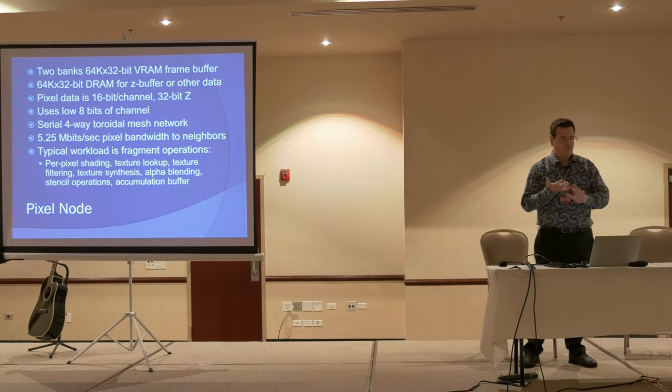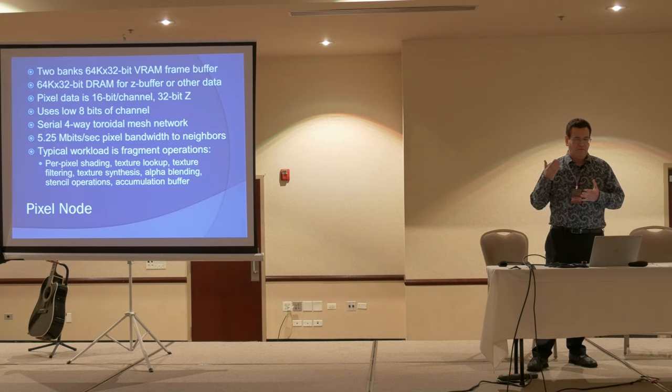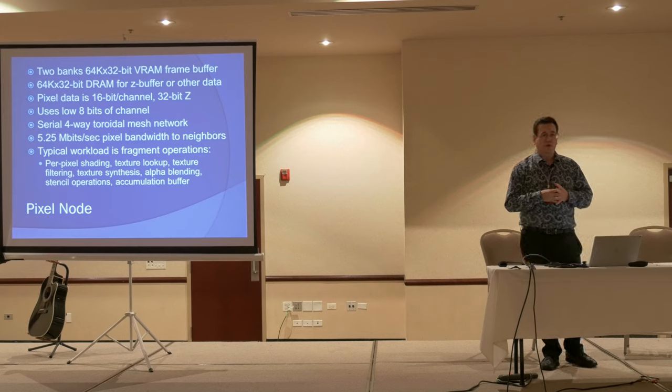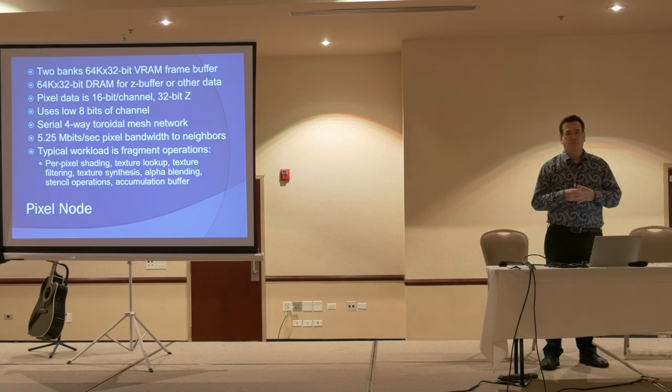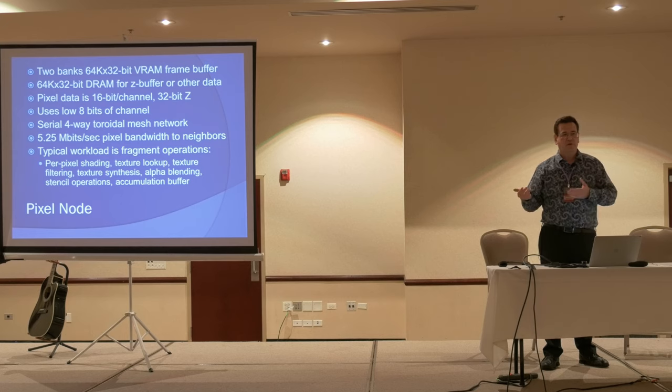And so as we said, there's two banks of this 64K 32-bit VRAM that is the interleaved frame buffer. There's the DRAM, 64K 32-bit words. This is used for the Z buffer. Basically, the Z buffer algorithm here is done in software. That's another difference from other GPUs, even of the period. Typically, you would have the Z buffer algorithm implemented as a fixed functional unit that does Z buffer compare.